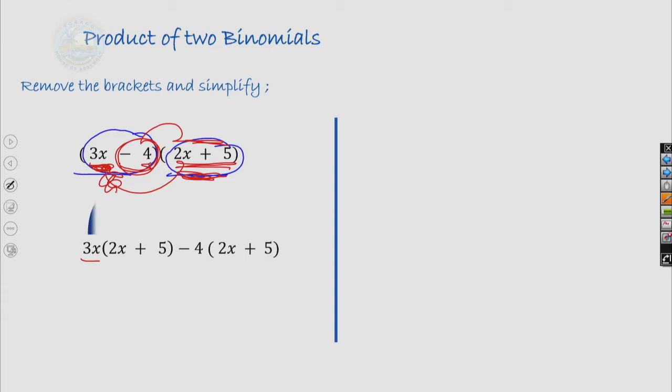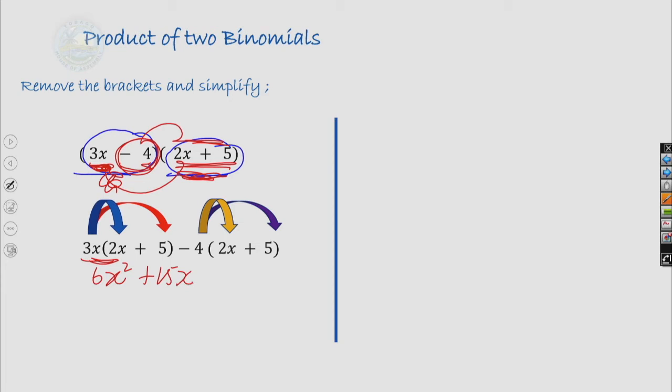Now, what we are going to do, take the 3x, multiply by the 2x. That's what we saw from before. Take the 3x, multiply by the 5. Likewise, the 4 by the 2x and the 4 by the 5. Giving us what? It's going to give us 3x by 2x. What is 3x by 2x? It's going to be, correct, 6x squared. And then 3x by 5 is going to be 15x.